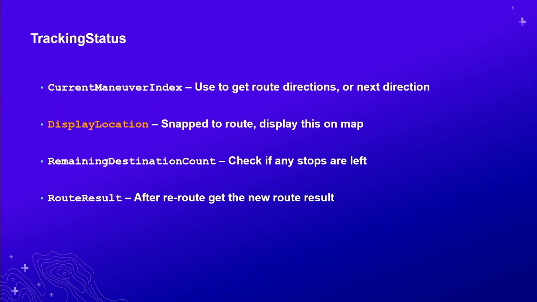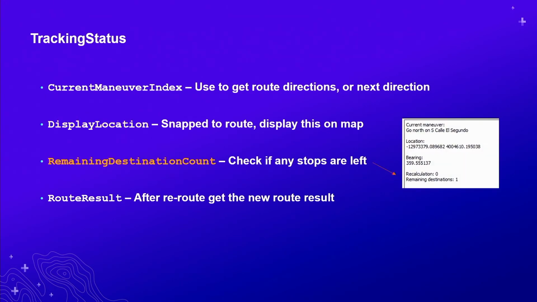The display location provides a location that's snapped to the route. You can display this location on the map. It compensates for the fact that GPS locations might not be 100% accurate and may be wandering on and off the route path slightly. So if you use this to display your location, it shows you traveling directly along the route. The remaining destination count allows you to know how many more stops need to be visited, and you can use this to display to the user or check where you are within the array of stops.